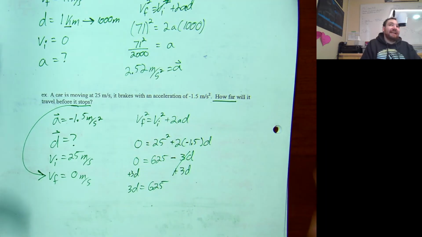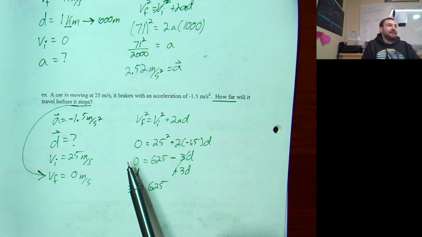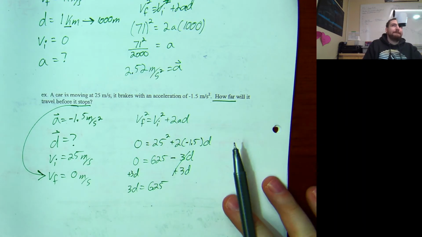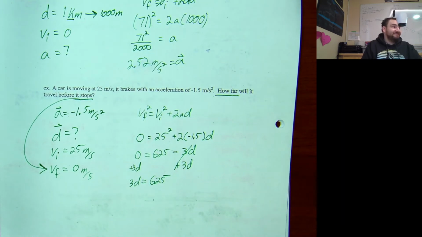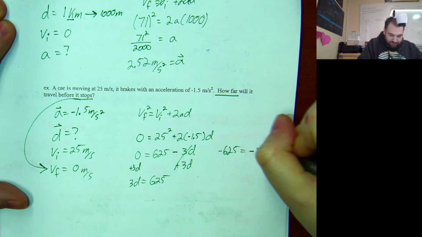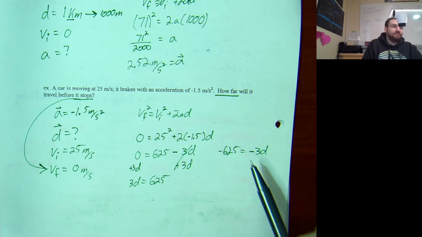Their big deal is that it would ensure that nothing is negative. Because if I subtracted the 625 over, I'd have negative 625 equals negative 3D, and my grade 9s see a bunch of negatives, and they start to sweat blood because they don't like negatives. The negative is not the biggest problem, because if you found negative D, you just multiply it by -1, and that's it.